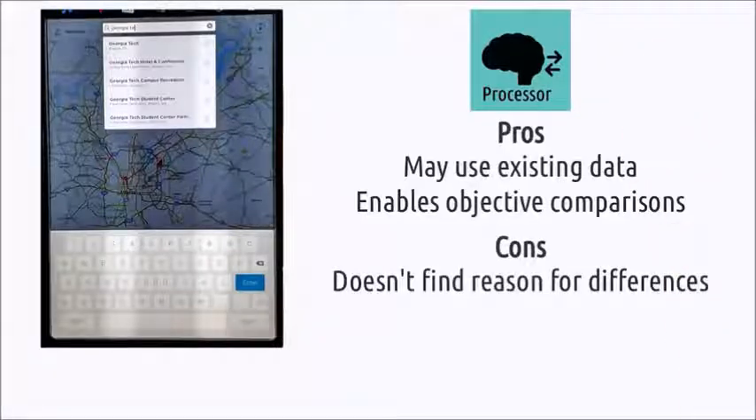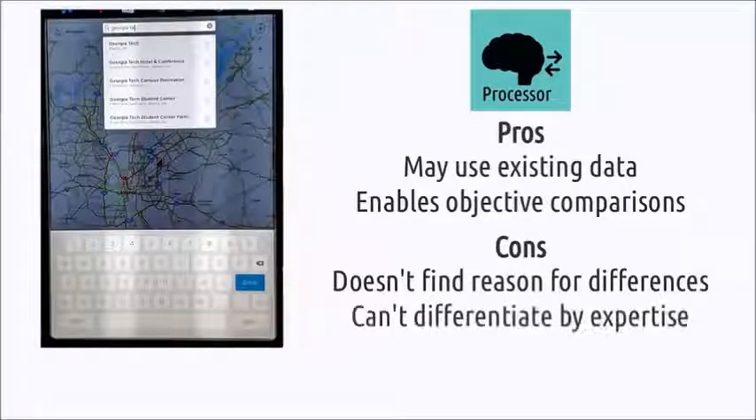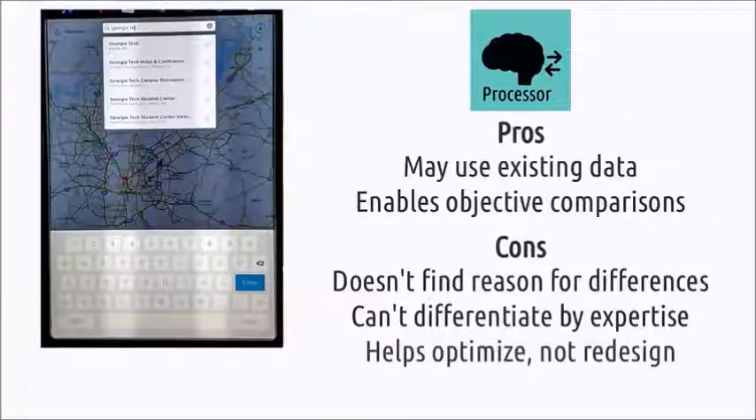When we're employing the processor model, we don't see the reason for the differences that we observe. We have no real basis to understand why one interface performs better than the other. And we also can't differentiate by expertise. Usually when we're using the processor model, we're working with expert users and we're not really worried about what they're thinking about. For novices though, it's very difficult for the processor model to understand what a novice finds confusing or misleading. And most generally, the processor model is usually good for optimization, but not for redesign.